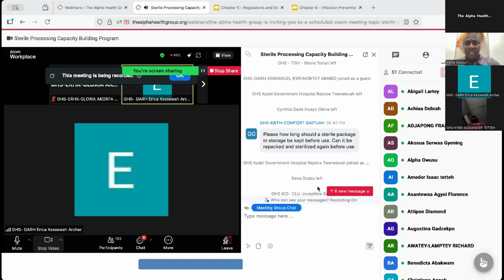I have a question here. How long should a sterile pack in storage be kept before use? Can it be repacked and sterilized before use? Thank you. Now, the package, please. This is a very good question.